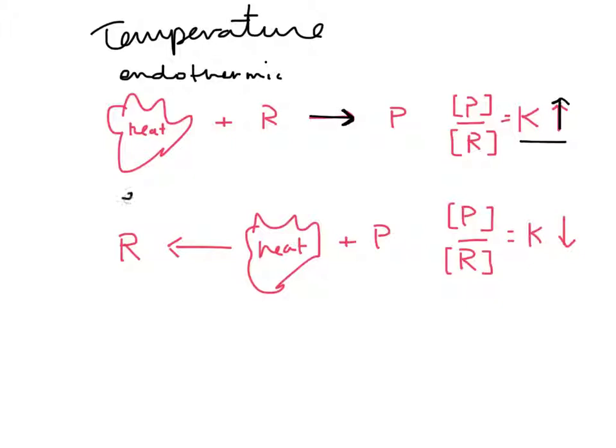Conversely, for an exothermic reaction, we can think of heat as a product. Heat's given off by these reactions. Just as adding product would shift the equilibrium to the reactant side, heat, if we think about it as a product, does the same thing. And when we shift the reaction towards the reactant side, we increase the relative amount of reactants over products. Our ratio then becomes a lower value, and K decreases for exothermic reactions.